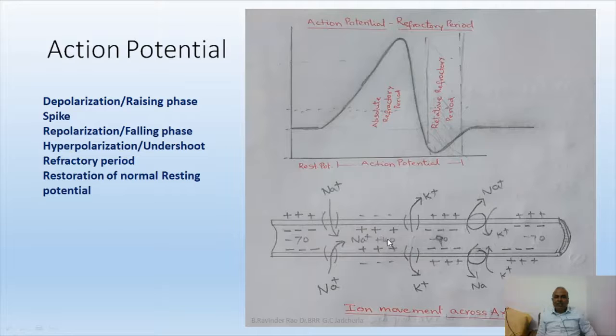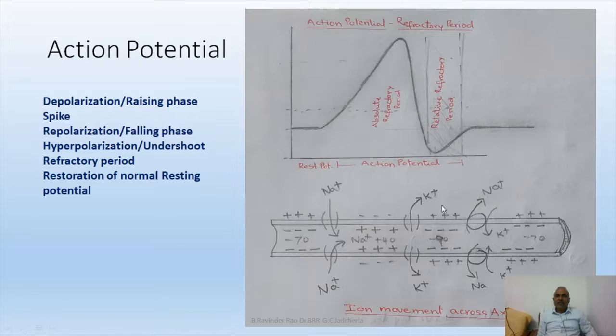Now, at resting potential, when the sodium gate opens and sodium enters inside, an action potential is generated and reaches up to plus 40. Then potassium goes outside, but the potassium gate is a very lazy gate. Instead of settling at minus 70, it goes to minus 90. Then the sodium potassium pump will activate, and minus 70 is re-established.